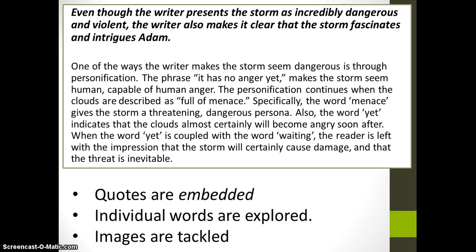The reason this is quite a concise paragraph so far, isn't too many words, is that the quotes I'm using, I'm integrating as part of my own writing. When the word yet is coupled with the word waiting, I've given two quotes of individual words there, but they're part of my paragraph. I haven't wasted lots of words saying something clumsy like, for example, the word yet, and for example, the word waiting.